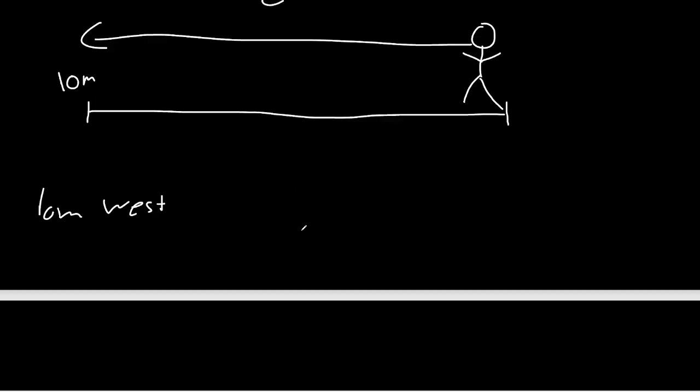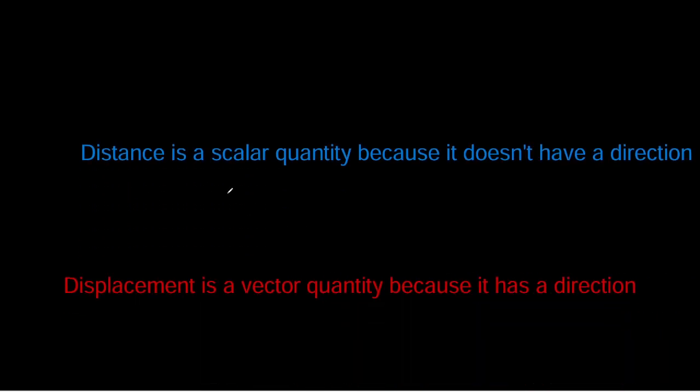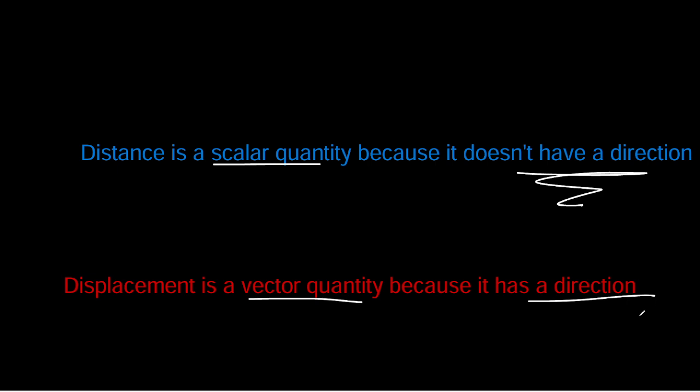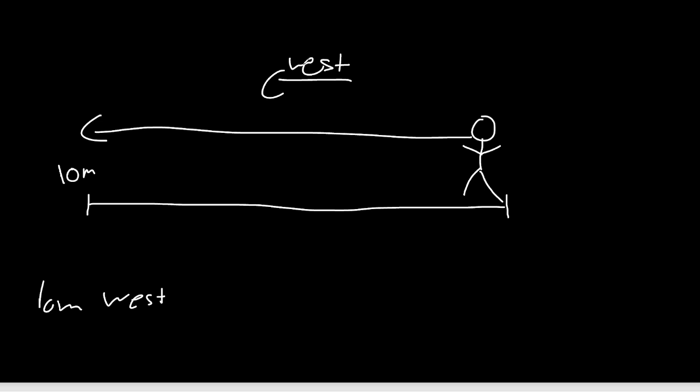This is the first major difference between distance and displacement. Distance is a scalar quantity, meaning it doesn't have direction. And displacement is a vector quantity, meaning it has a direction. Right? These are two very important concepts in physics, and you need to remember these.